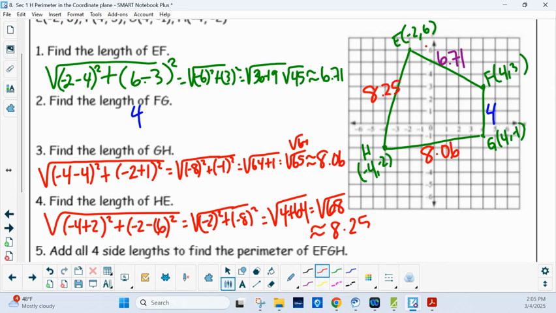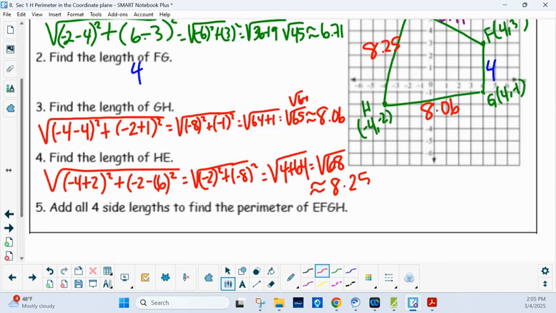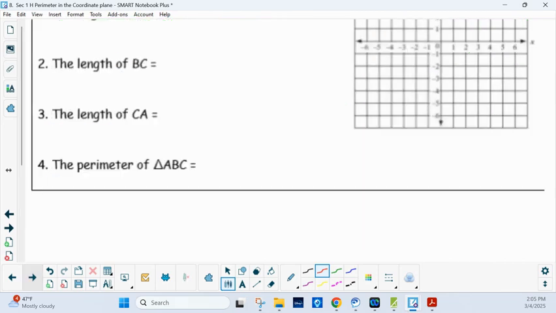Let's add them all up to get the perimeter for the last step. Add all 4 sides. Tell me what you're getting. Perimeter is 27.02 units. So the distance formula works to find any length that's not perfectly straight or short. Okay, so now we'll do one more distance formula.